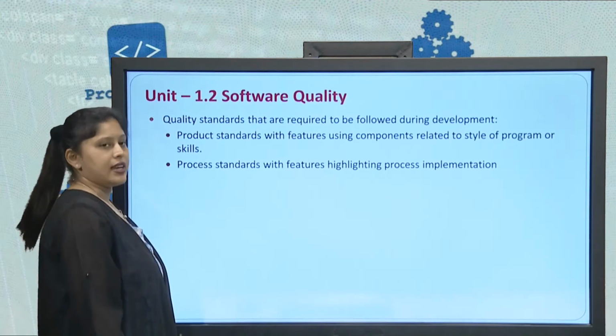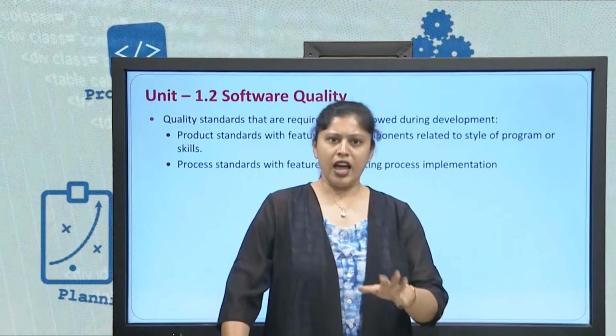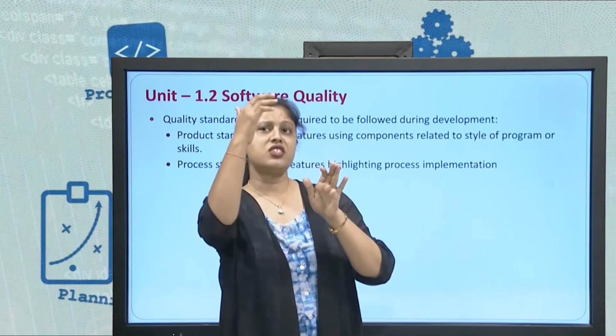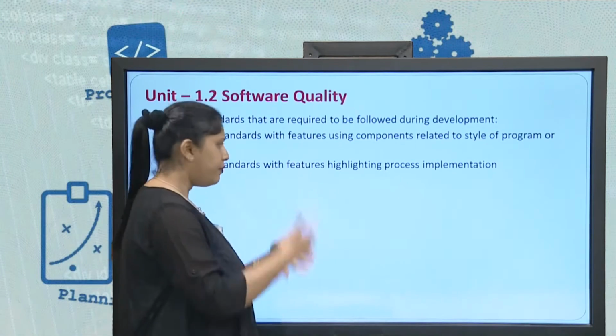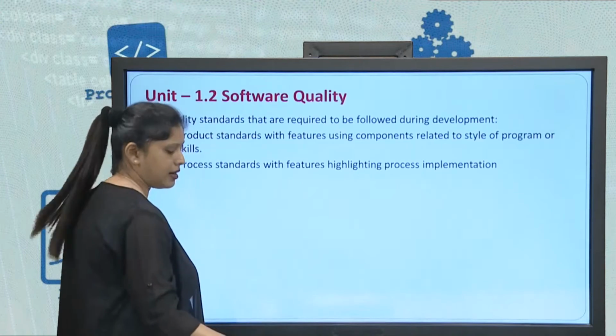Then process standards, with features highlighting the process implementation. I have already designed a product, but this product will work according to this many processes. So process standards, with all the features of it and how to implement that process, come under process standards.